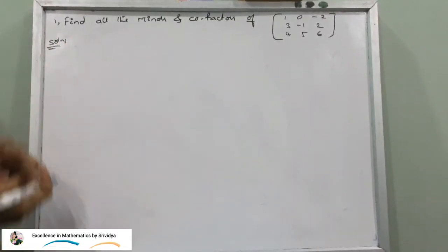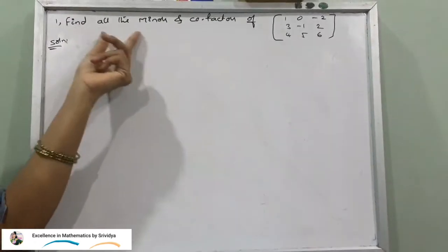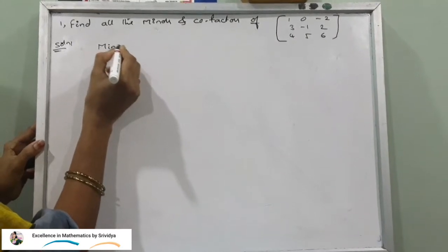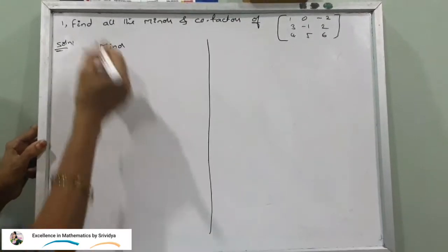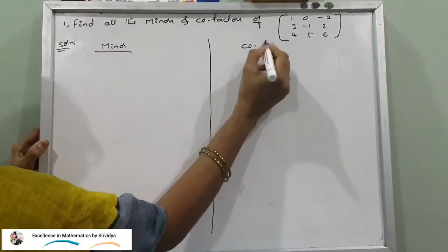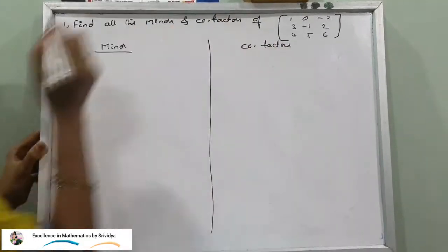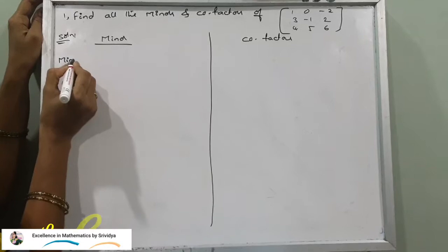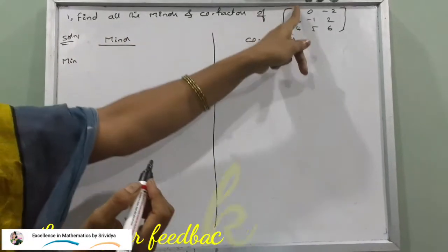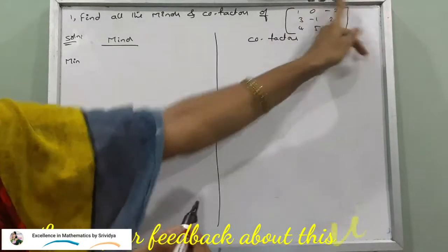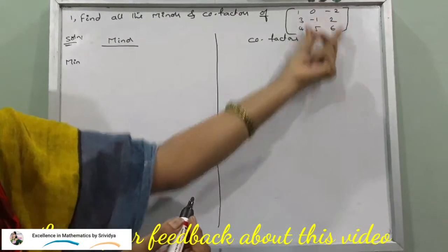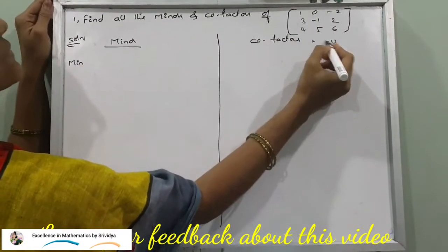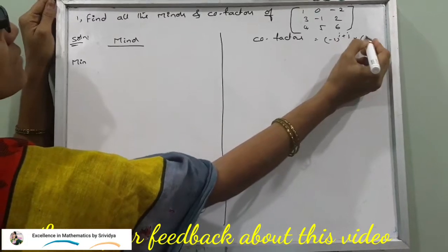Solution is here. You have to find the minor and the cofactor. I am taking 2 columns here. This one is the minor, and here I am taking the cofactors. Now, the first element. What is the formula for minor? The minor of the first row, first element is obtained by eliminating the first row and first column, and the remaining determinant of the 2 by 2 submatrix. The cofactor is equal to minus 1 whole power i plus j times the minor.